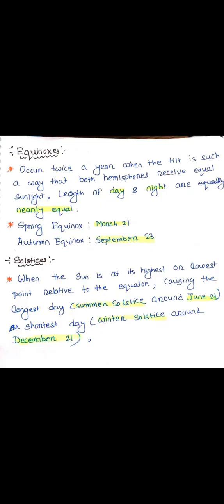It is the opposite of equinox, that is when the sun is at the highest or lowest point relative to the equator, which causes the longest day or shortest day. The longest day is the summer solstice, that is around June 21st, and the shortest day is the winter solstice, that is around December 21st. And these are the two solstices and two equinoxes of the year.